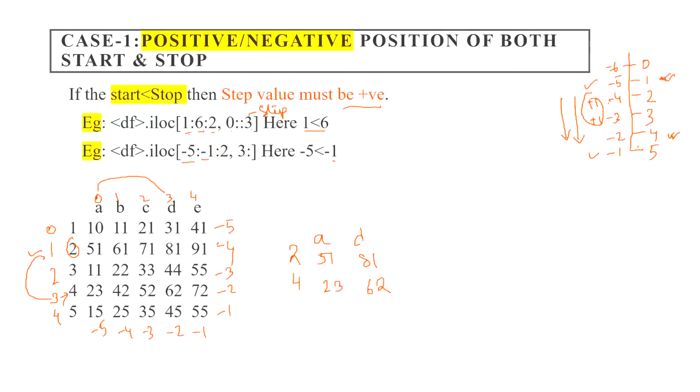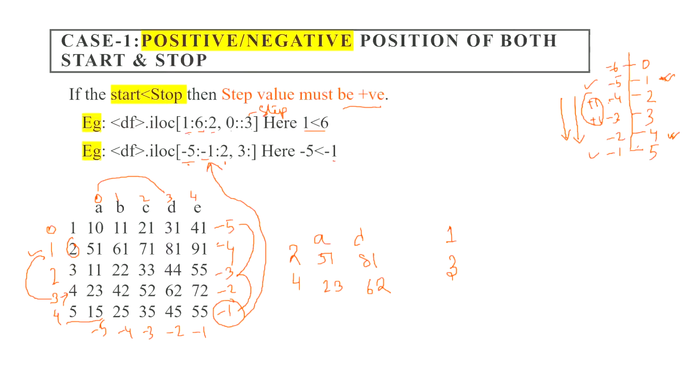Now for this one, what will be the output? At minus 5 we are starting. At minus 5 we have index 1. And our step value is 2. So after minus 5 we will come to minus 3. At minus 3, what is the index? It is 3. Now then minus 1. So here 2 will go to minus 1. But at minus 1, whatever values we have cannot come in the output. Why? Because this minus 1 is the stop value here. That's why only 1 and 3 will come as rows.